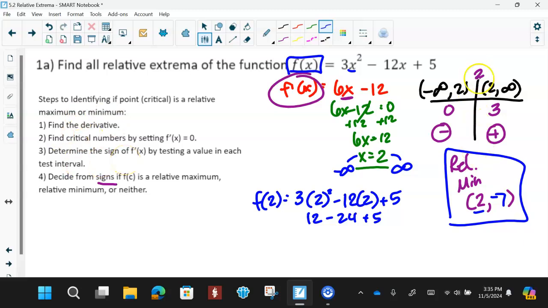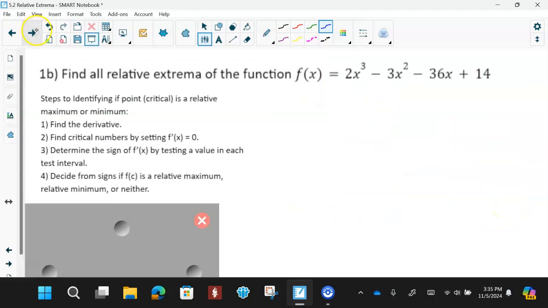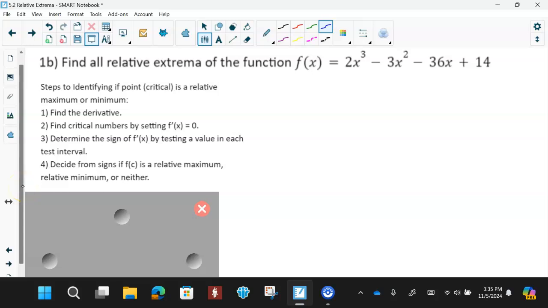We're just now taking it a step further and identifying what type of value we have here and then using that function to plug in. So here, we'll do another one. But go ahead, pause the video, and get the critical numbers on your own.